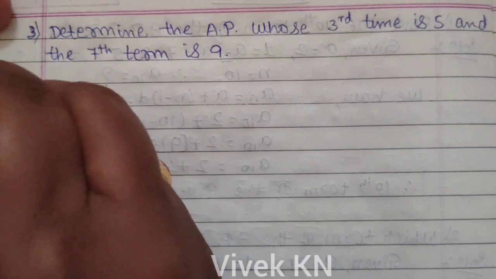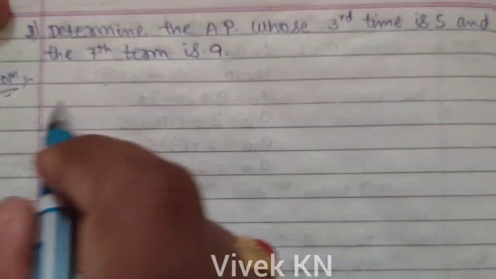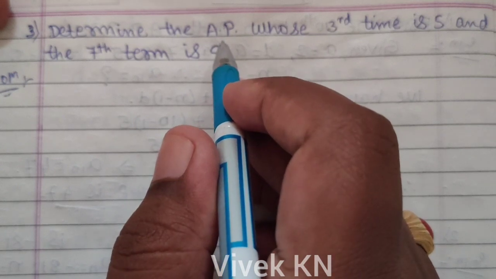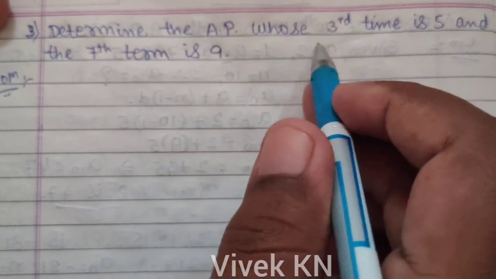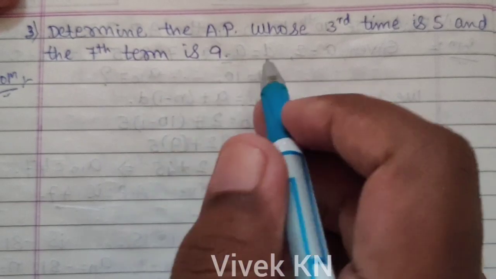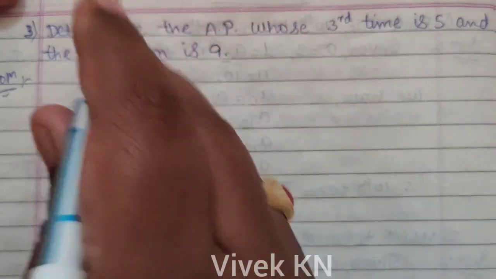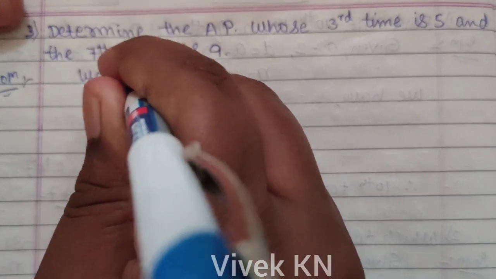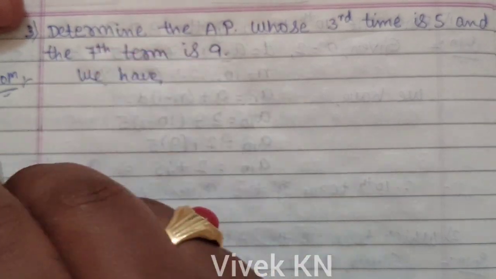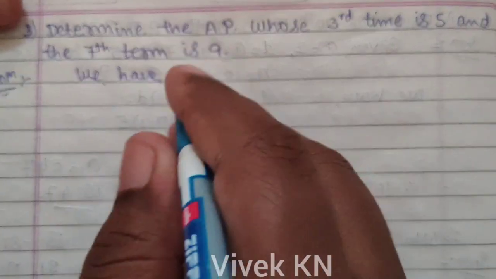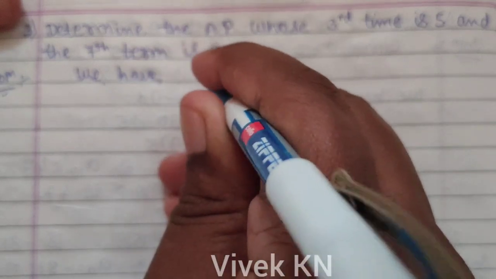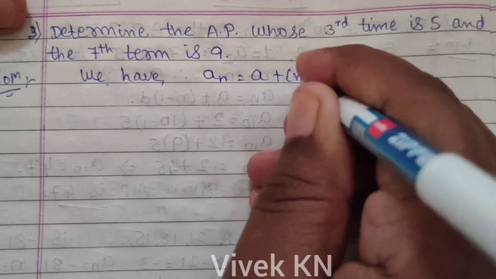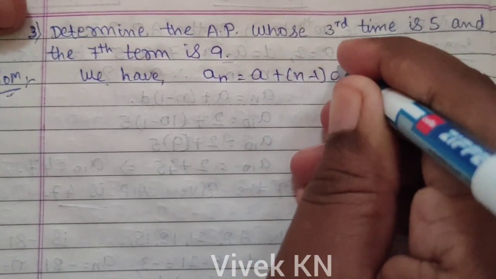Solution. Here we have to form an arithmetic progression, and they have not given the values of a and d. So we have the general formula to find the arithmetic progression, which is given by an is equal to a plus n minus 1 into d.